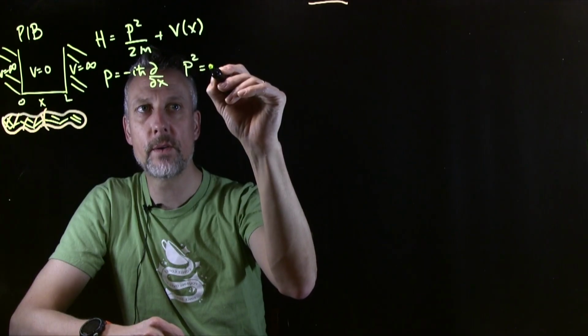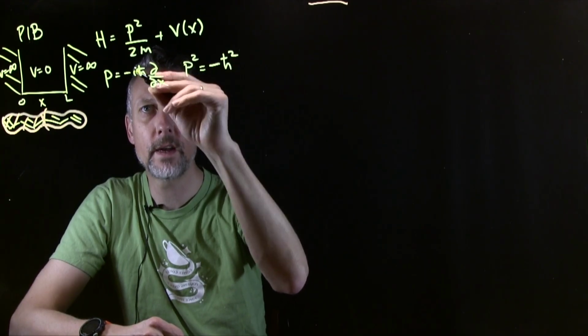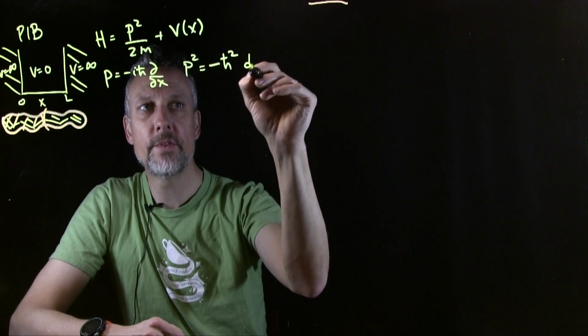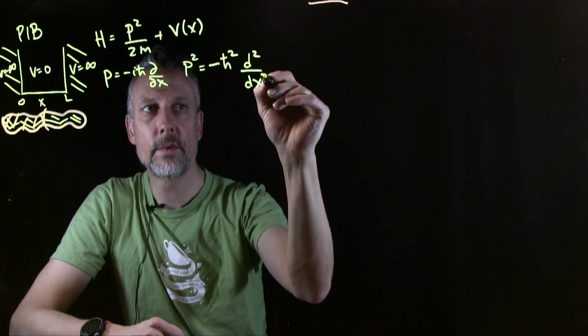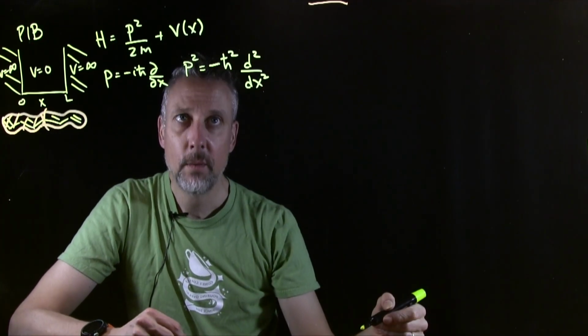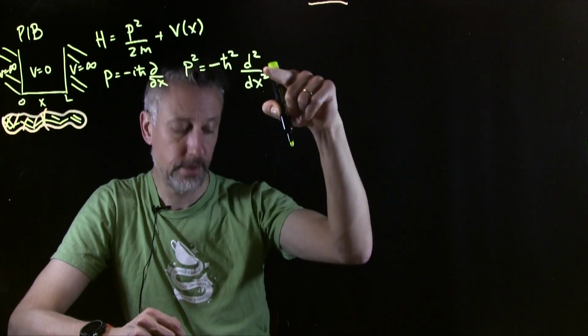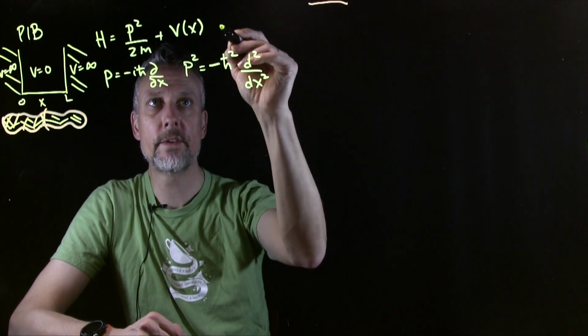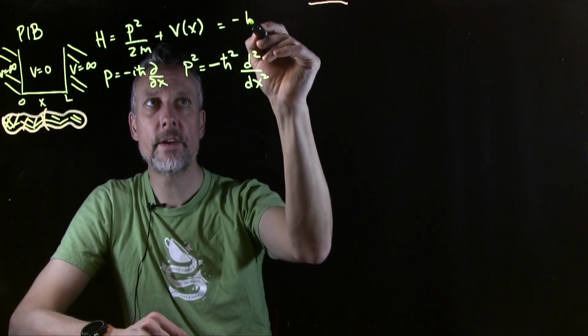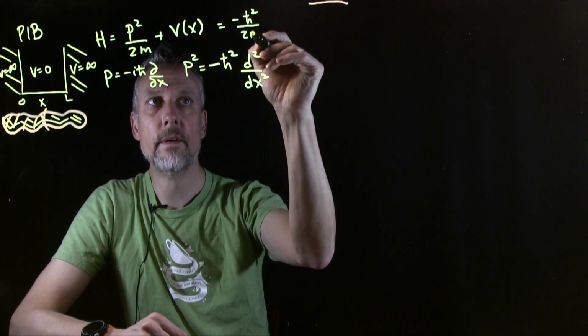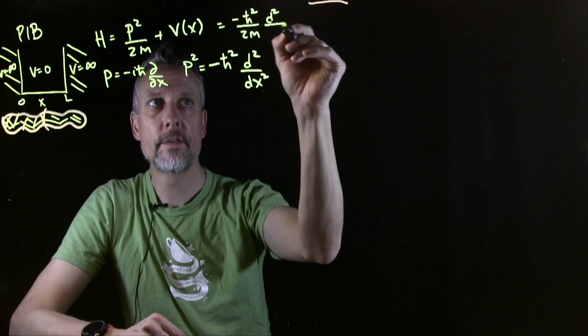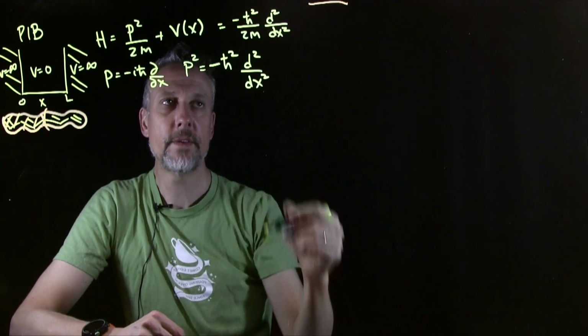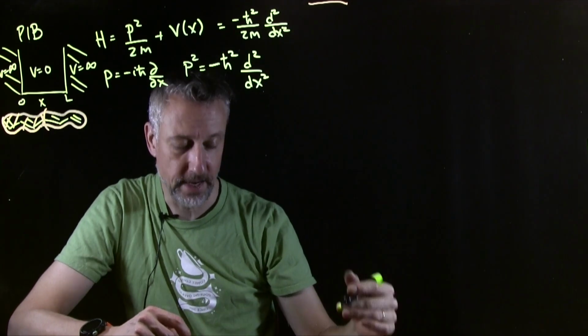So that's going to be equal to minus h bar squared when you take care of the i, times the second derivative with respect to x. Okay, so that's the p squared part. Now the Hamiltonian, of course, is p squared over 2m. So this is going to be minus h bar squared over 2m times the second derivative. Right?